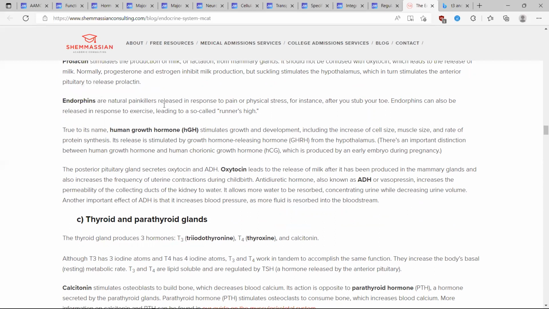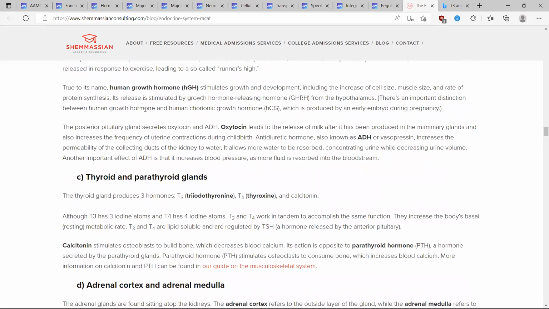Then we have endorphins, which are released in response to pain or physical stress, also related to exercise. And then the last one is human growth hormone, which stimulates growth and development. Increase in cell size, muscle size, protein synthesis, all that good stuff. There's an important distinction between human growth hormone and human chorionic gonadotropin, HCG, which is produced by an early embryo during pregnancy.